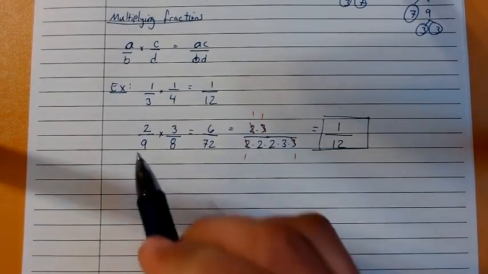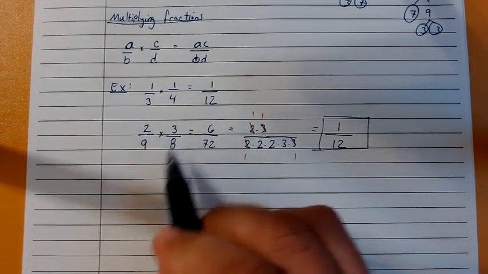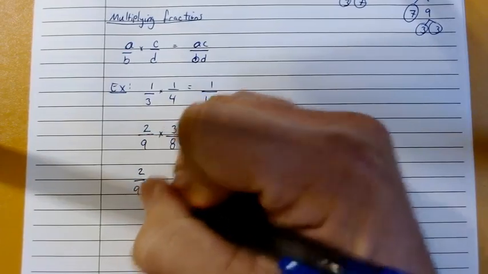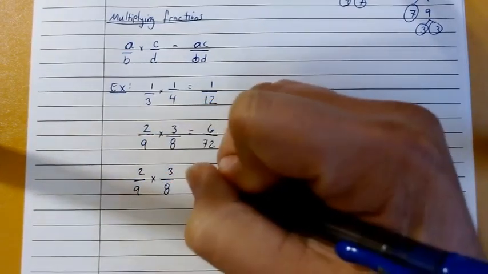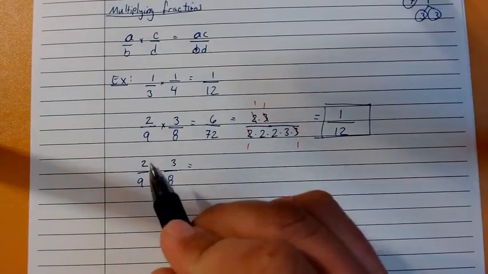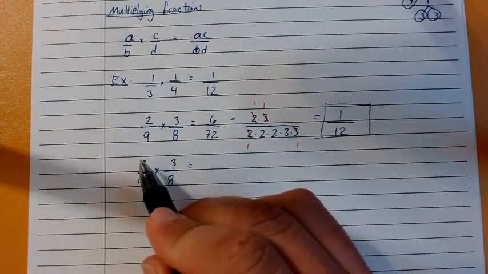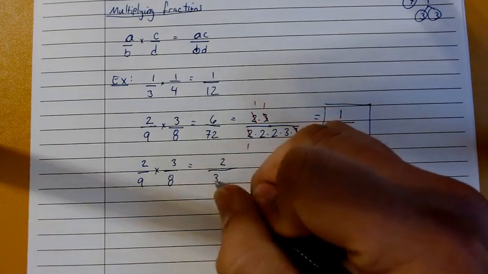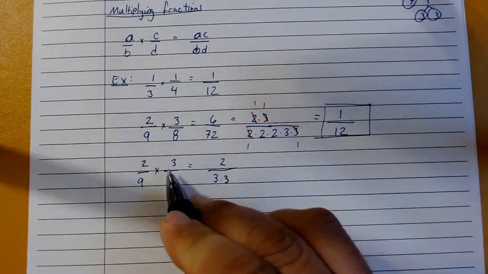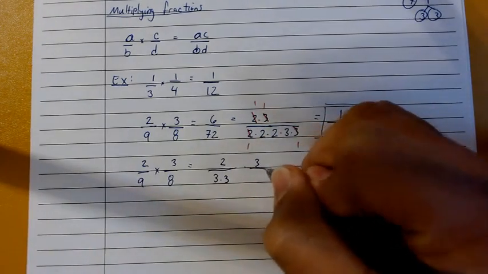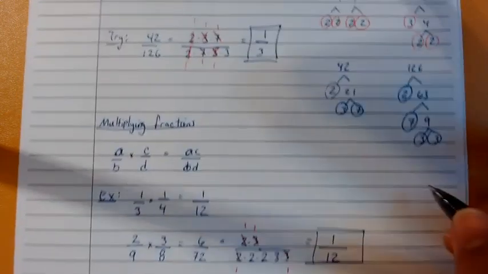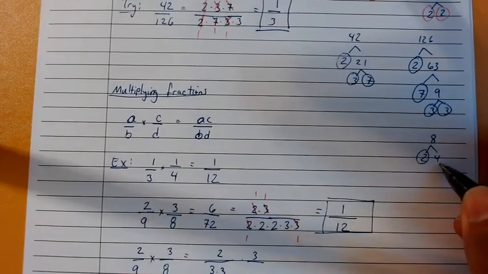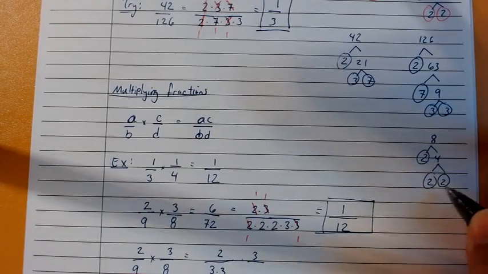Now, you can go the other way. You can say, I want to simplify first and then multiply. So let's do the exact same example, but in the opposite order, and then you can decide which one you like the best. I'm going to factor things out as much as I can. 2 is just 2. It's already a prime number. But 9 is 3 times 3. 3, again, is already a prime number. But 8 is 2 times 4. And 2 is already a prime number, but I can say 4 is 2 times 2. So 2, 2, 2.